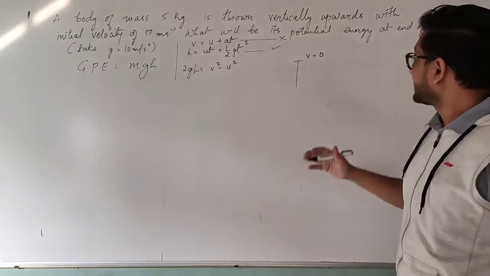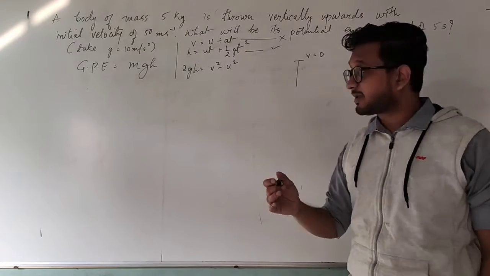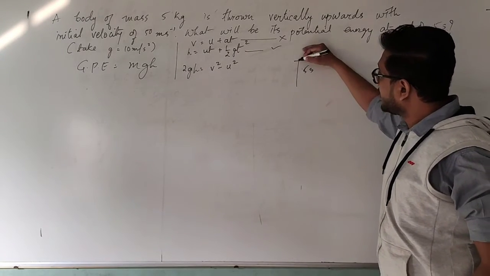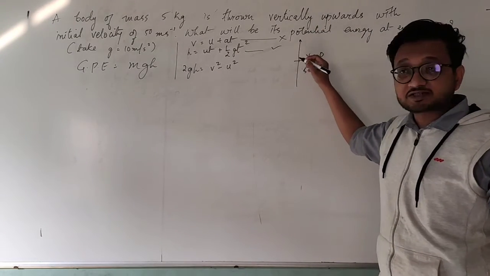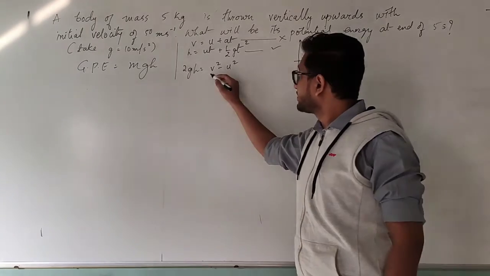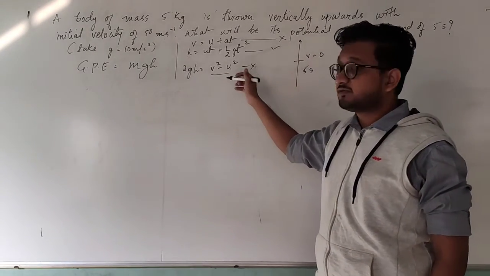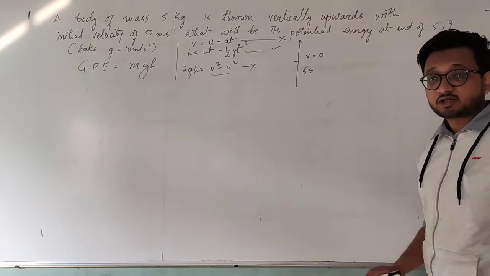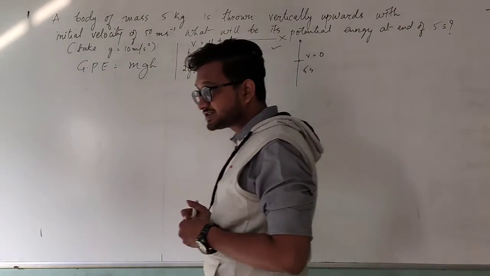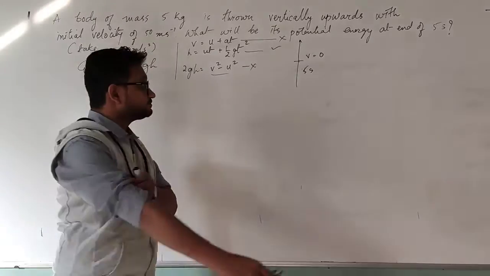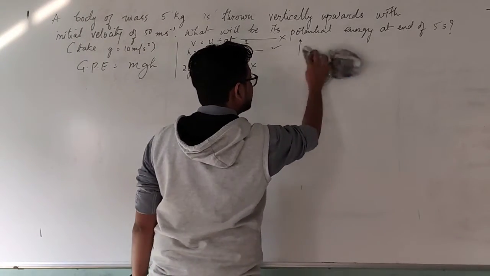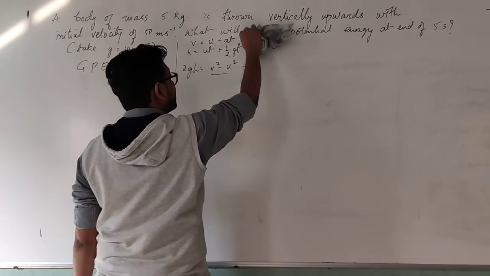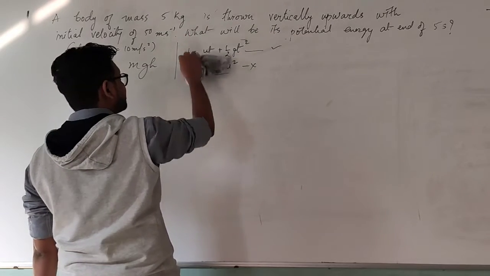But that is not the case over here. It is not mentioned that after 5 seconds the object will stop. It might happen that after 5 seconds the object will still go on, and it is not the final velocity. So we cannot use the third one as well. We can use the second one, which will help us to find the particular height which the object will reach after 5 seconds. Okay, so let's get rid of all this and continue with the second equation of motion.